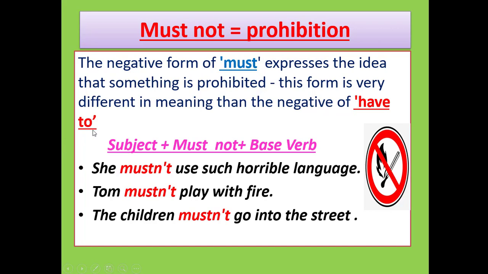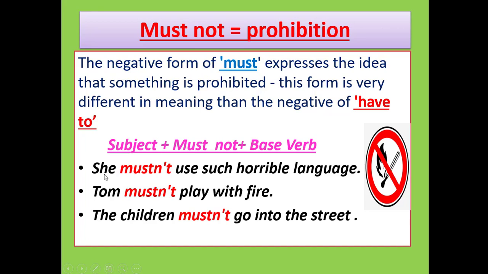Negative of have to, don't have to. So it's not required, not important. Must is very important. Mustn't also is very important because something is prohibited or forbidden. Okay. So what's the form? Subject plus must not plus infinitive or base verb.